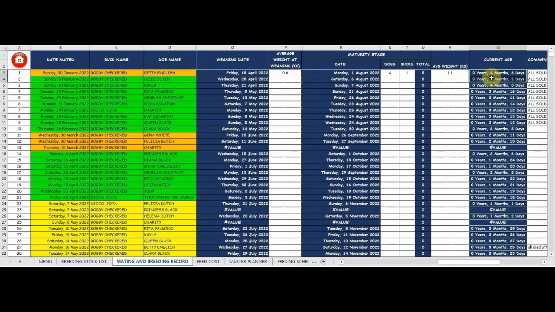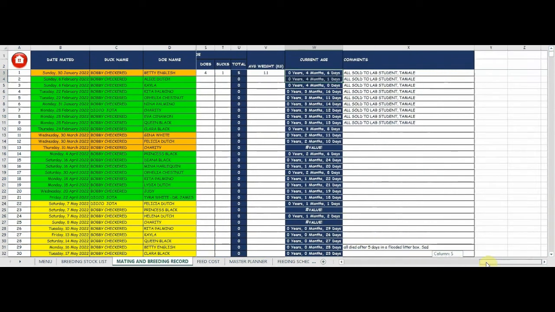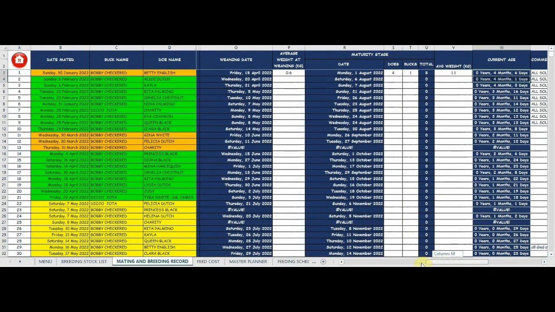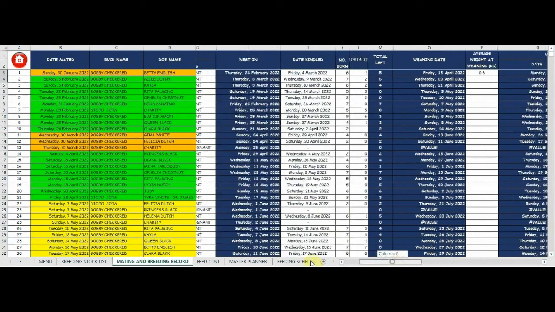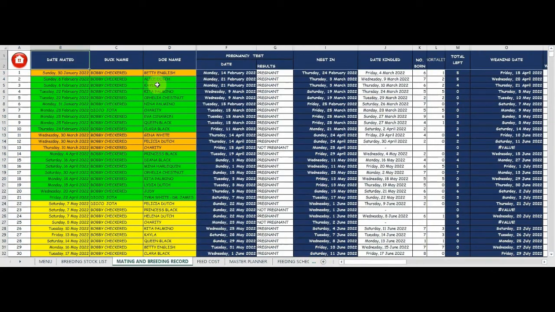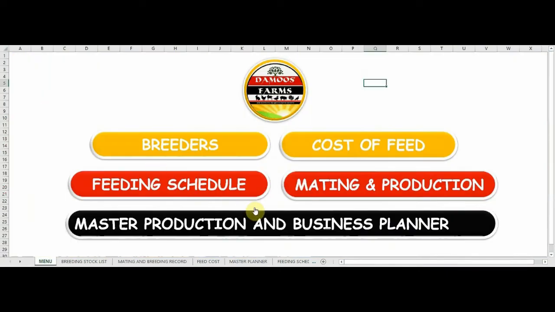Great. So that is the mating side. You monitor that particular litter till they mature. Then the comments, you put the comments there. Let's go to the master planner.